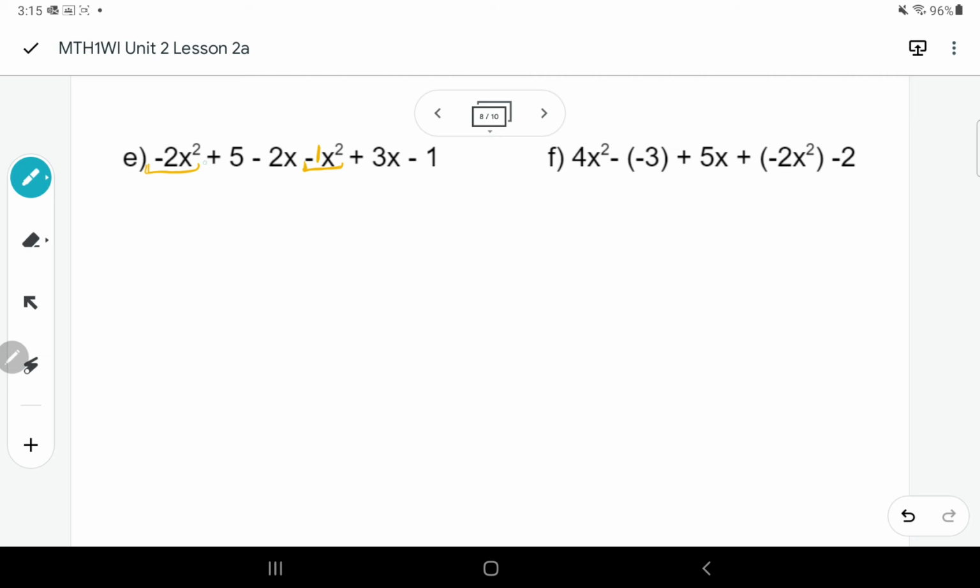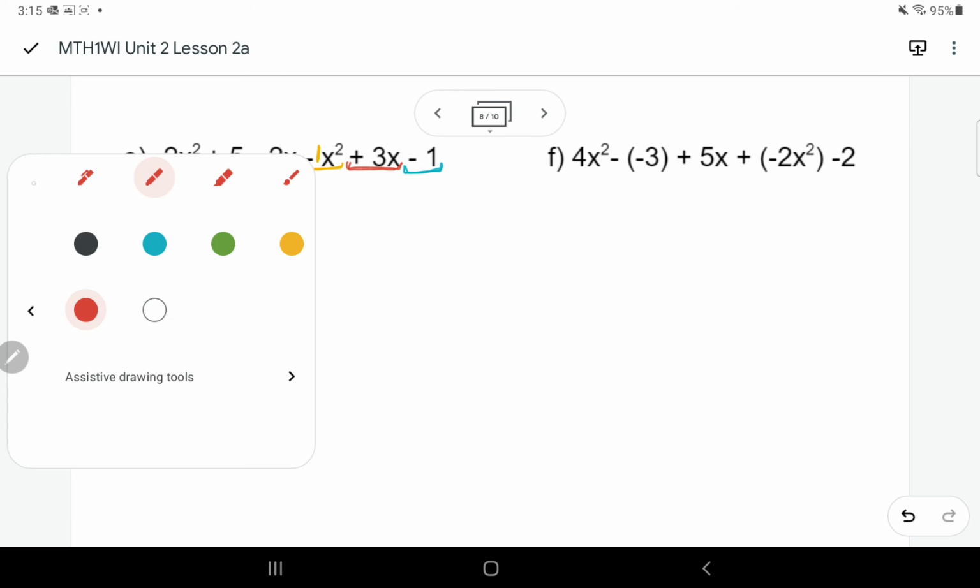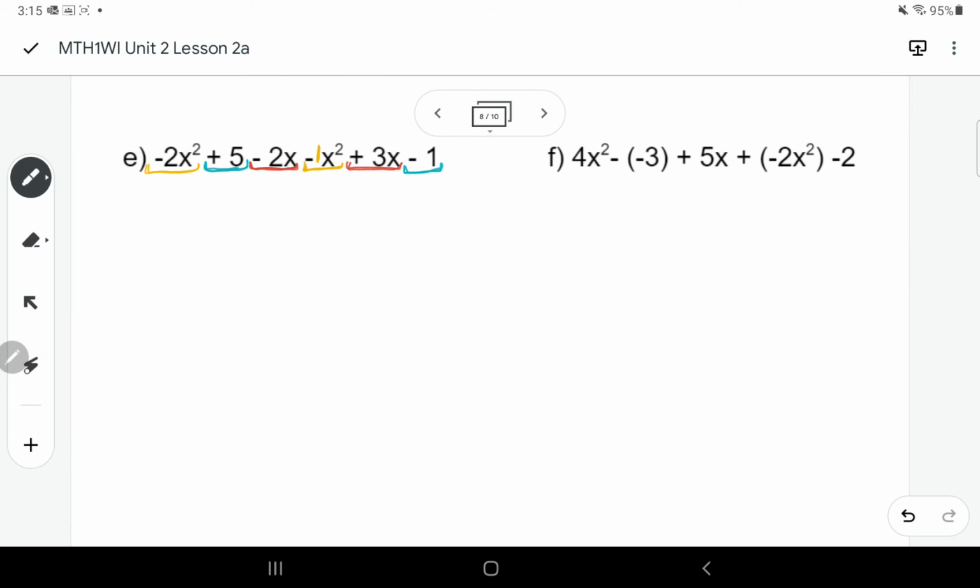Next ones, here I have +5. That one's not a like term, that 2x, not the 3x. Oh, and -1. Those are both just plain numbers. Next ones, -2x and +3x.